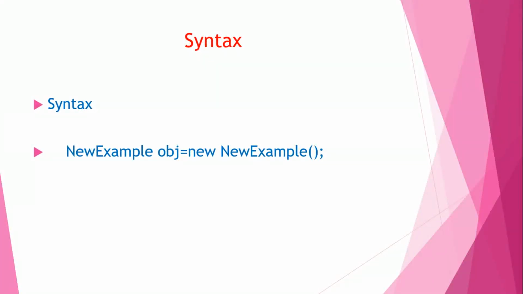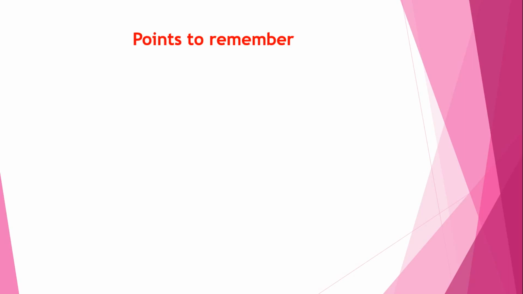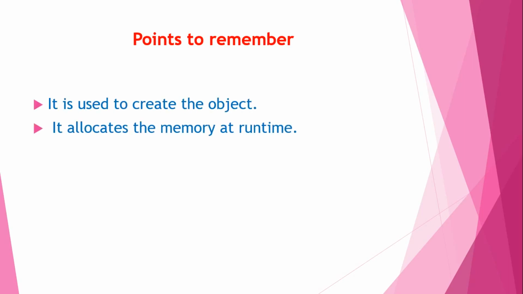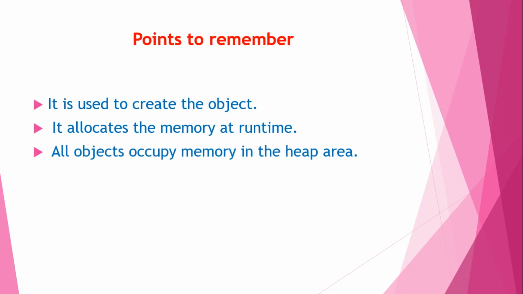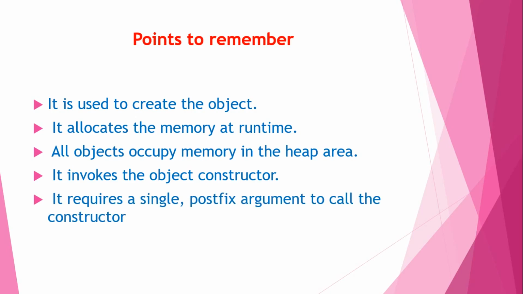Its syntax is: class name, object name equals new class name, for example, Example obj = new Example. Here are some points to remember. It is used to create the object. It allocates the memory at runtime. All objects occupy memory in the heap area. It invokes the object constructor. It requires a single postfix argument to call the constructor.